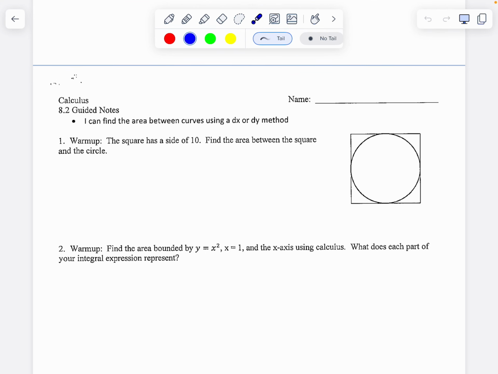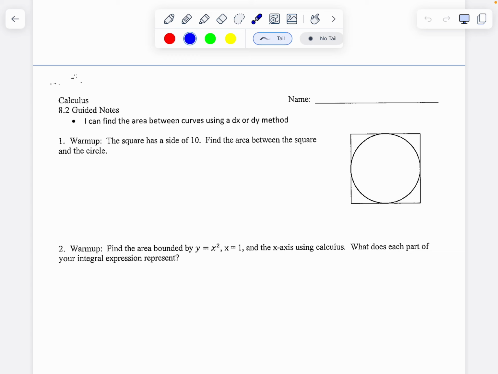So we're on this page, 8.2. We're finding area between curves. So good news. Even though this is new stuff, it's actually going to be using all of the integral techniques that we've been using. So it's still actually kind of good review for the test that's coming up on Friday.